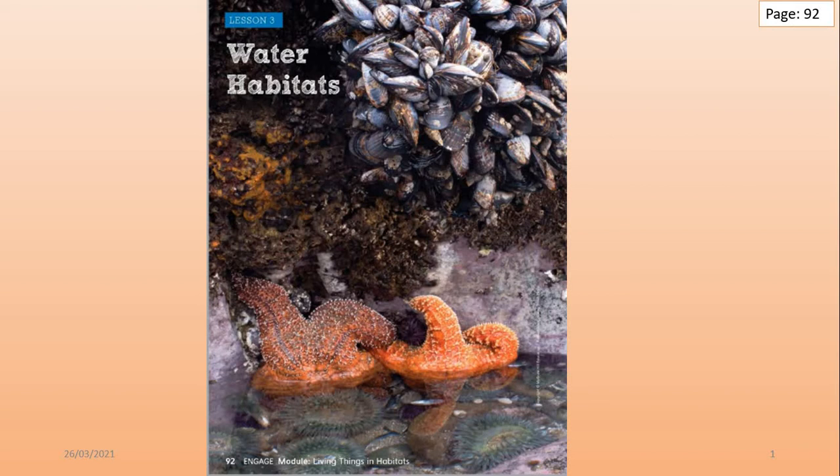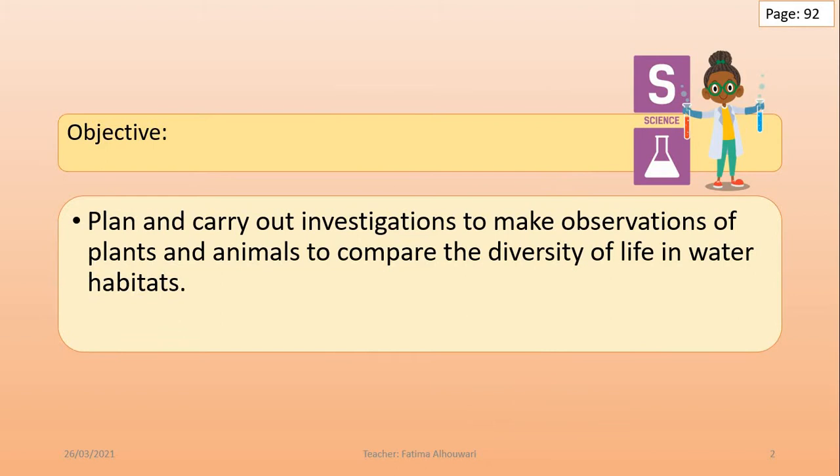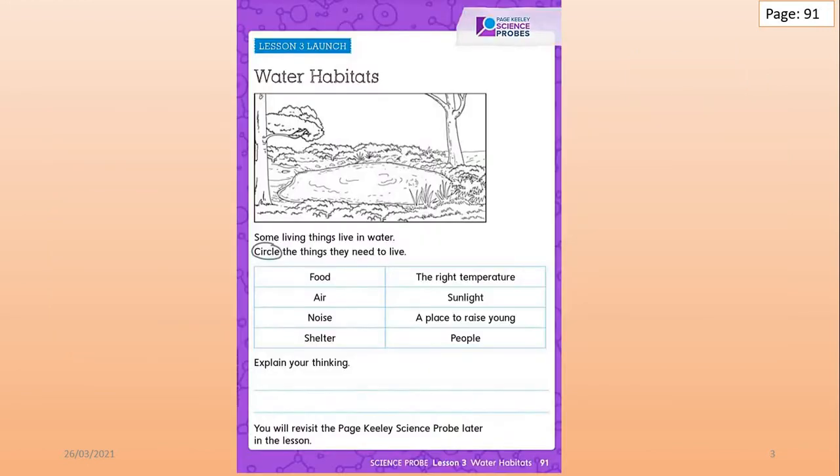In the last week, you have learned about land habitats. Today, we are going to learn more about water habitats. The objective of our lesson today is to plan and carry out investigations to make observations of plants and animals to compare the diversity of life in water habitats. Let's start with page number 91.